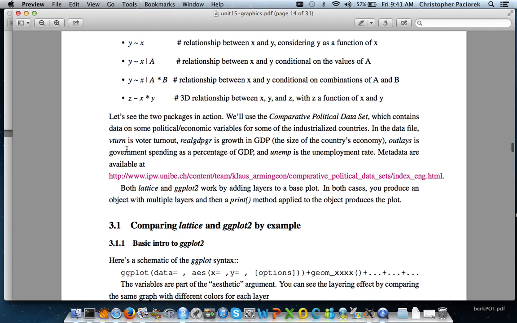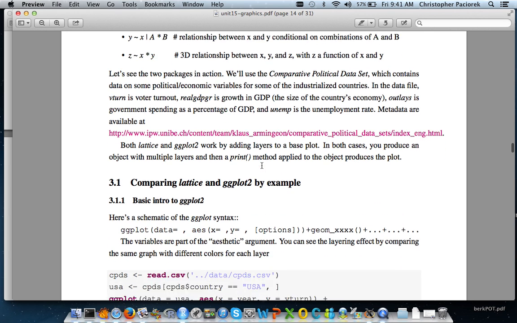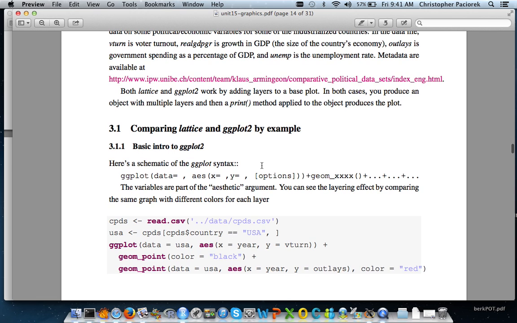So the variables are, there's a V-turn variable, which is the voter turnout in the country, real GDP growth in the country. The outlays variable is government spending as a percentage of GDP, and then there's unemployment rate, UNEMP. So we'll see some plotting of some of those variables.